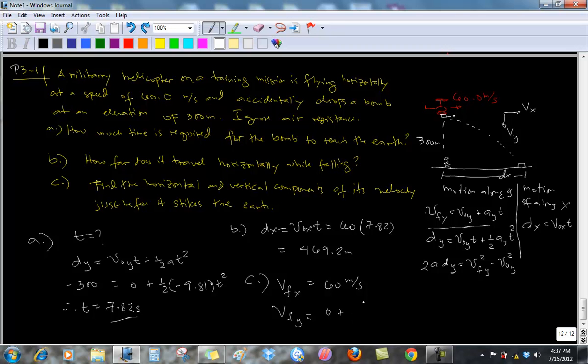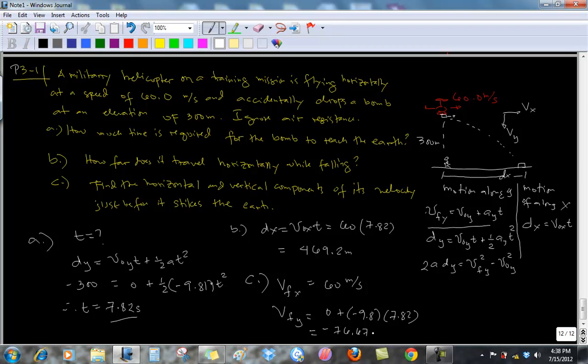Plus a times t. What is a? A is negative 9.8 meters per second squared. Time is 7.82. Meaning, this time is needed before the package, the bomb, will hit the ground. So in that case, you'll be solving 9.8 times 7.82. That's negative 76. So, the y component of the velocity will be negative 76.67.